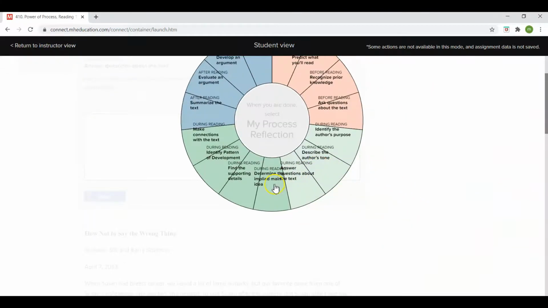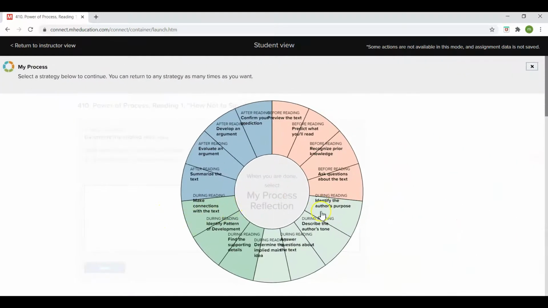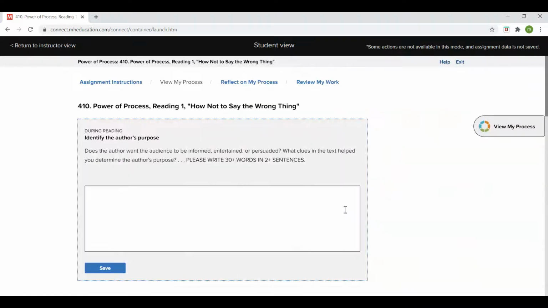But you would. Okay, that's what I want there. And then what do they want in this one during reading? Okay, there are lots of them. There are actually 8 in that category. So I read each one so I know what kind to answer. So in this one it says, does the author want the audience to be informed, entertained, or persuaded? What clues help you come up with that answer?